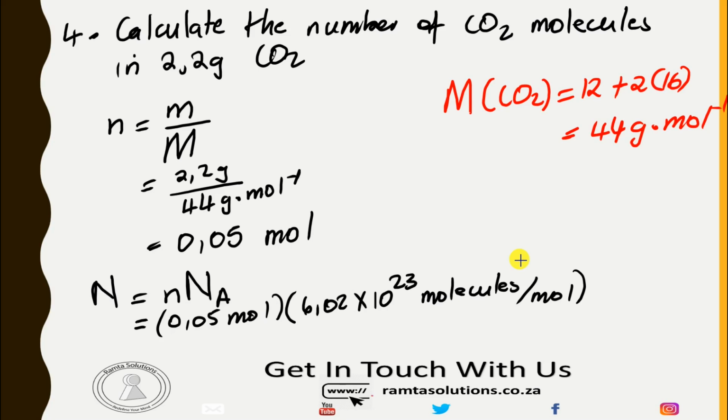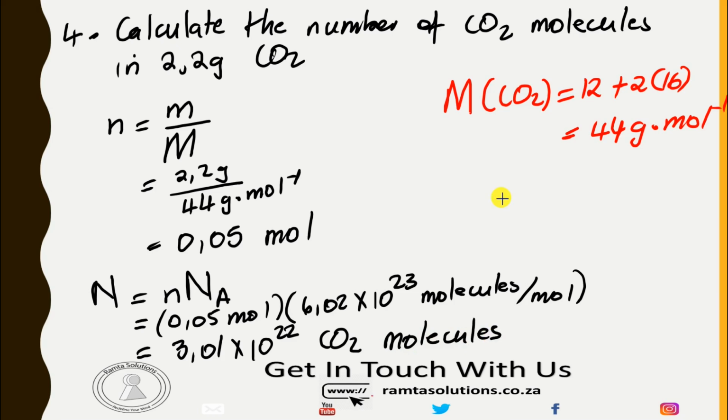Times 10 to the 23. What do we get? We get 3,01. So we get 3,01 times 10 to the 22 carbon dioxide molecules. Okay, carbon dioxide molecules.